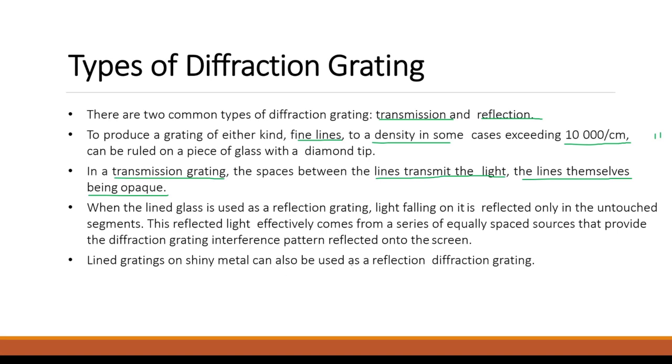When the lined glass is used as a reflection grating type, light falling on it is reflected only in the untouched segments. This reflected light effectively comes from a series of equally spaced sources that provide the diffraction grating interference pattern reflected onto the screen. Line gratings on shiny metal can also be used as a diffraction grating.